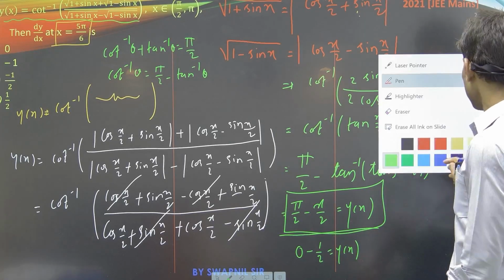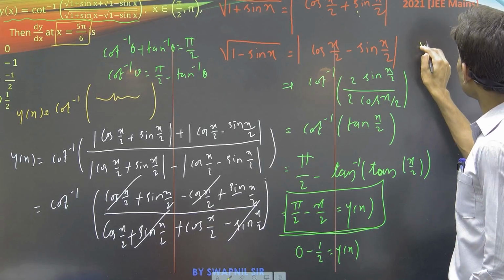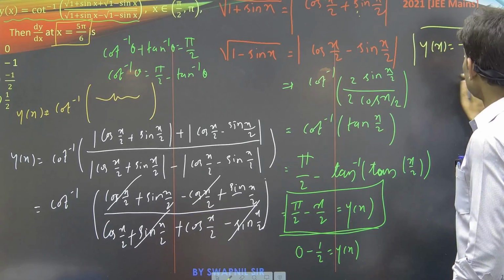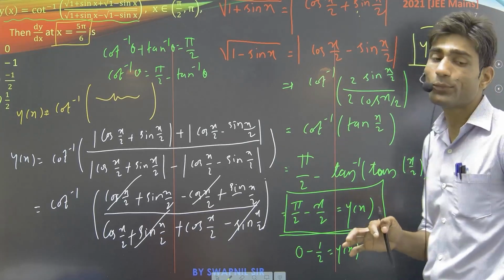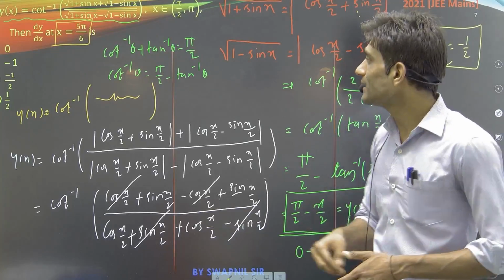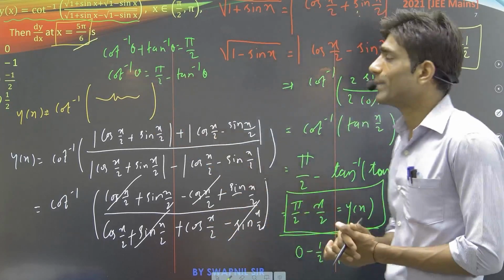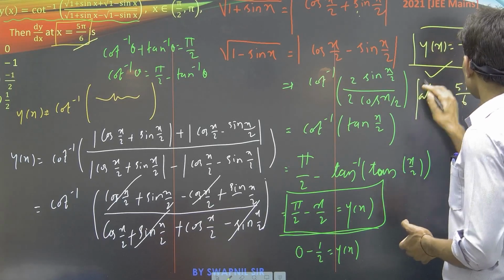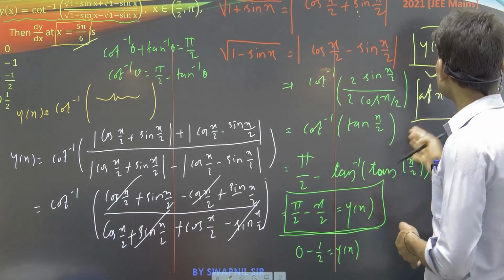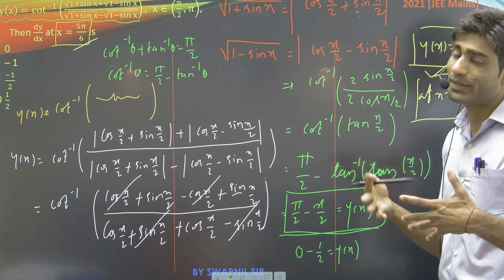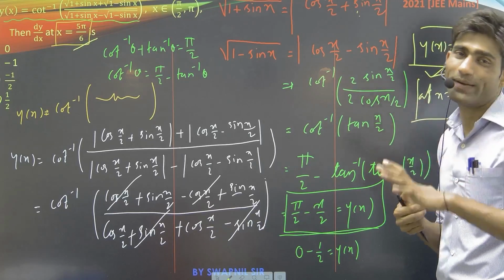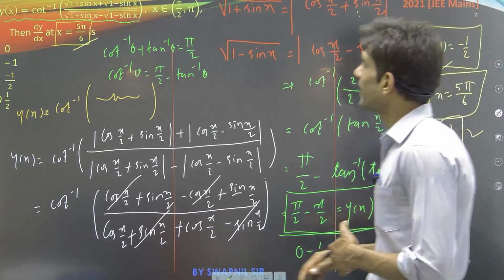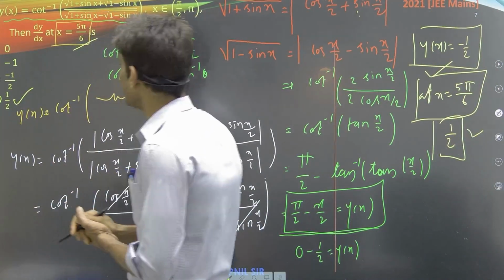So here I get the value for y dash of x, which is minus 1 by 2. But we want y dash of x at a point x which is equal to 5 pi by 6. So put x equal to 5 pi by 6, but we don't have x in the form of y dash of x, so our answer remains minus 1 by 2 only. So our required answer, which is 1 by 2, is given in our option number D here.